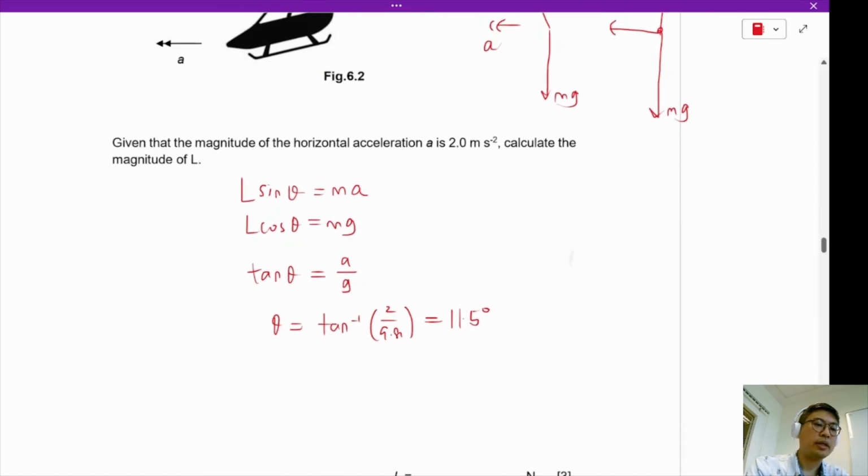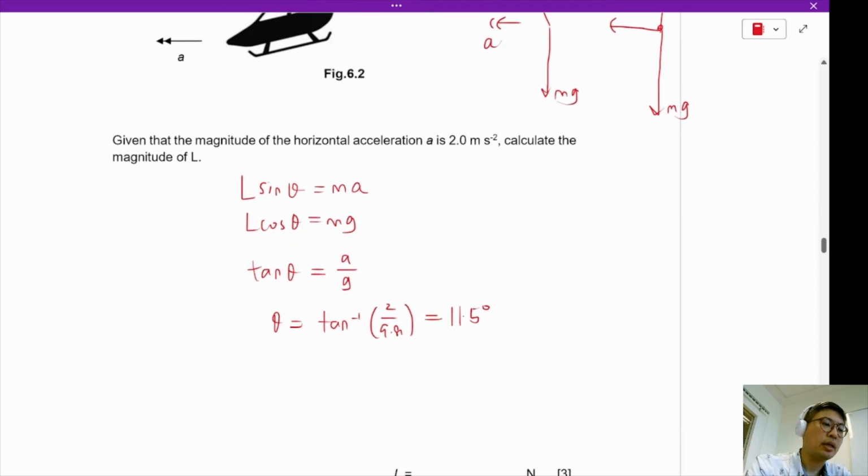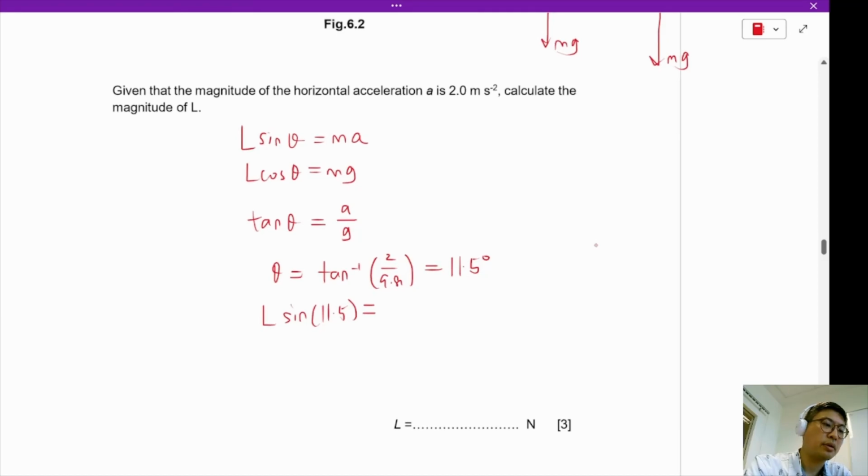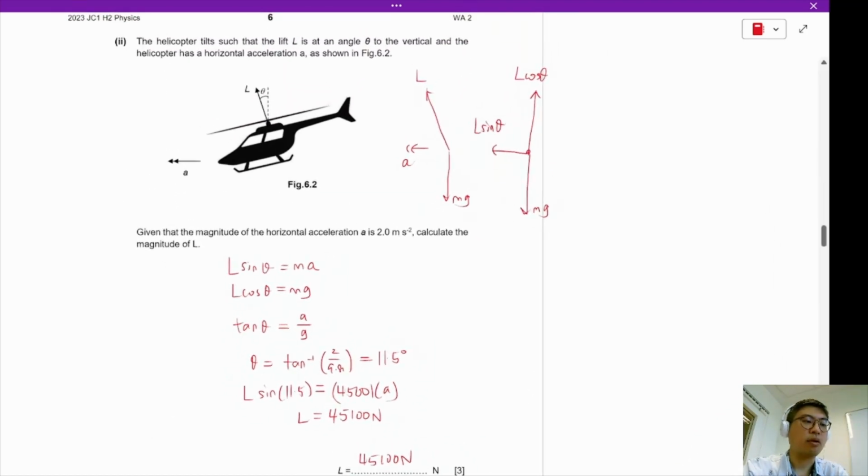So if theta is 11.5 degrees, then we can use L sine theta equals MA. We get L sine 11.5 equals the mass of the helicopter, which is 4,500, multiplied by the acceleration, to obtain that the lift is 45100 newtons. Okay, so this is the solution for part 2.